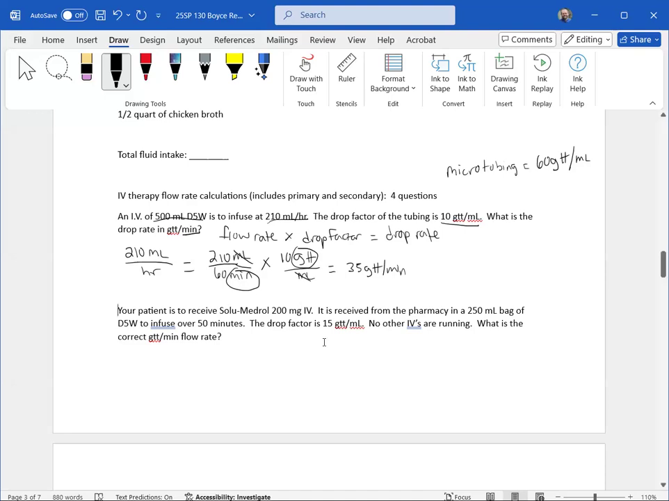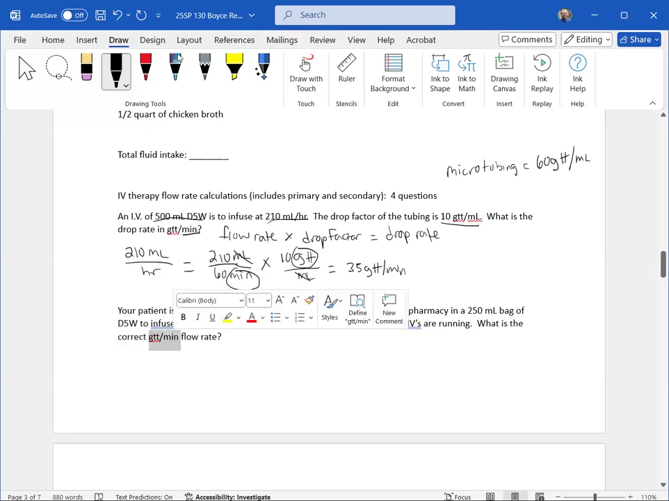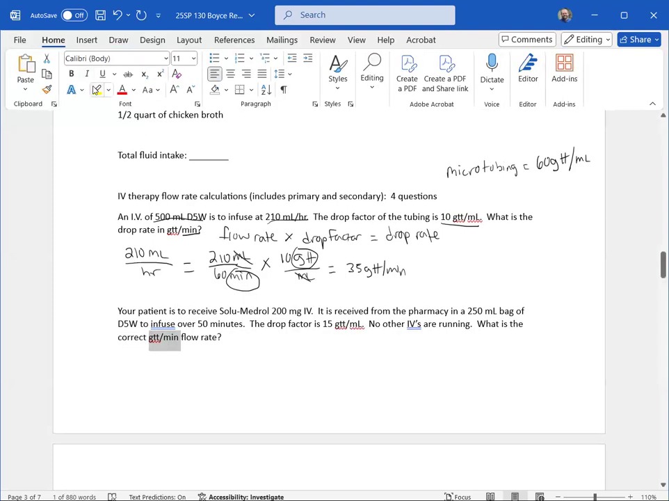So as soon as I see drop factor, my mind initially goes to, before I even get to the end result of the question, it's most likely asking what is the drop rate. And that's what it says: what is the correct drop per minute flow rate? So what are we looking for? We're looking for drops per minute. We have our drop factor.